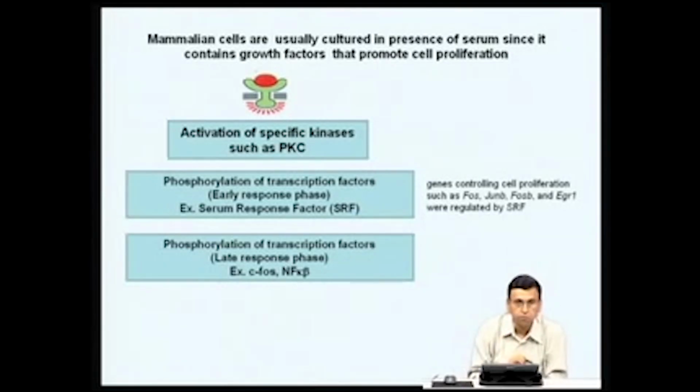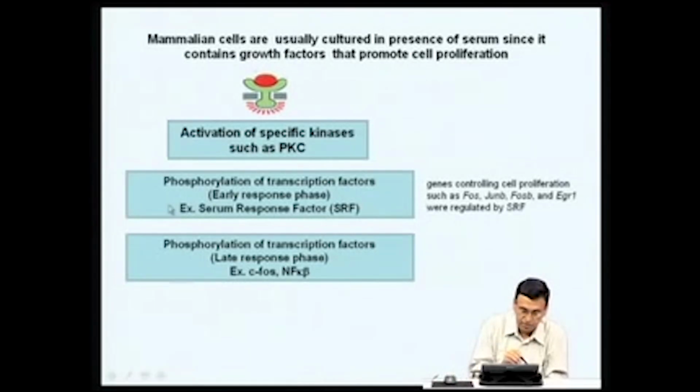Now, what does serum do? Serum is actually essential for the cells to proliferate. It turns out the serum contains a number of growth factors, and when these growth factors bind to the specific receptors, it results in the activation of specific kinases including protein kinase C, and this in turn activates the immediate early response genes as well as the late response genes, and that is how the cell proliferation program is initiated.